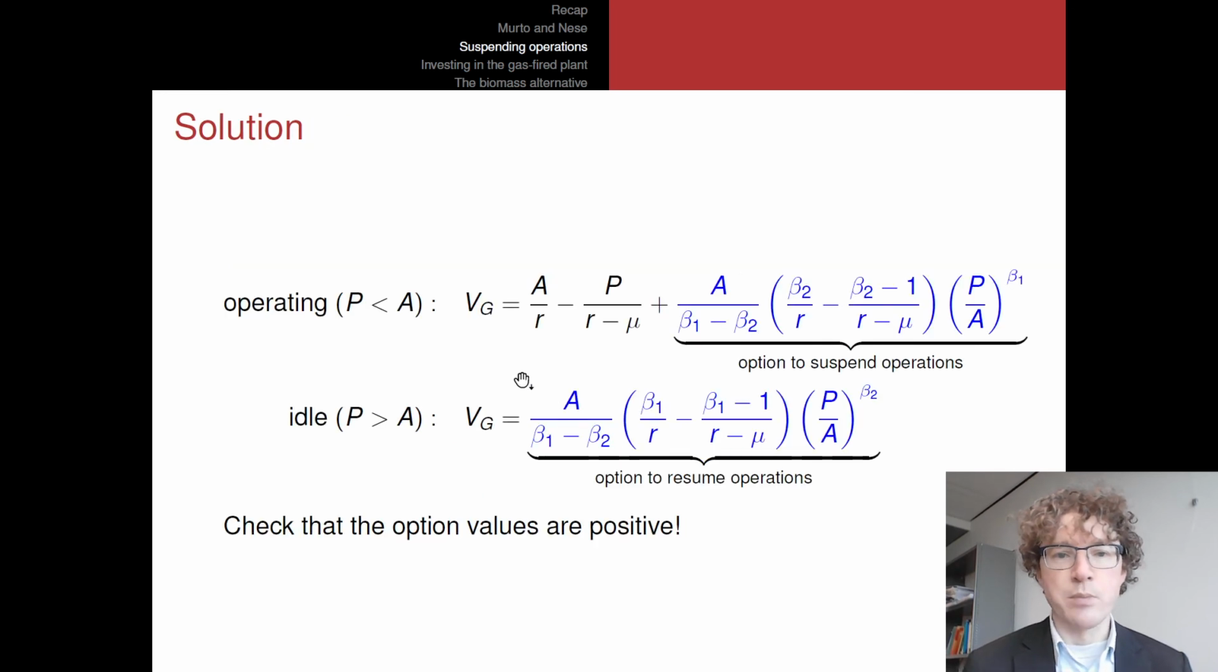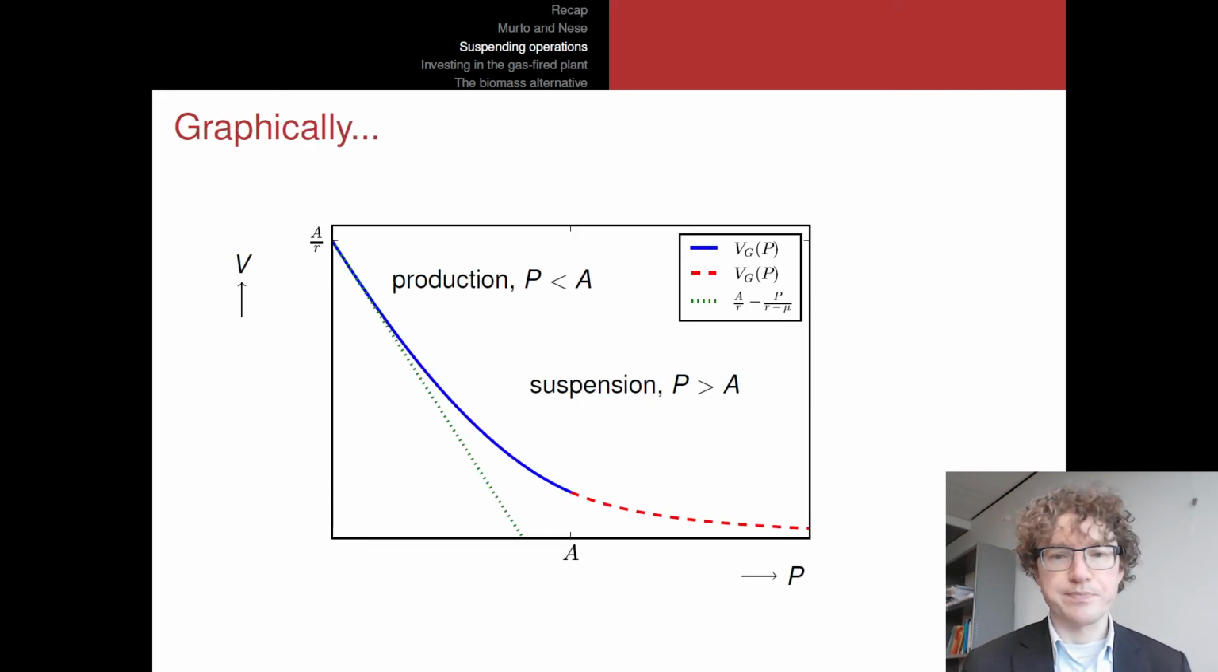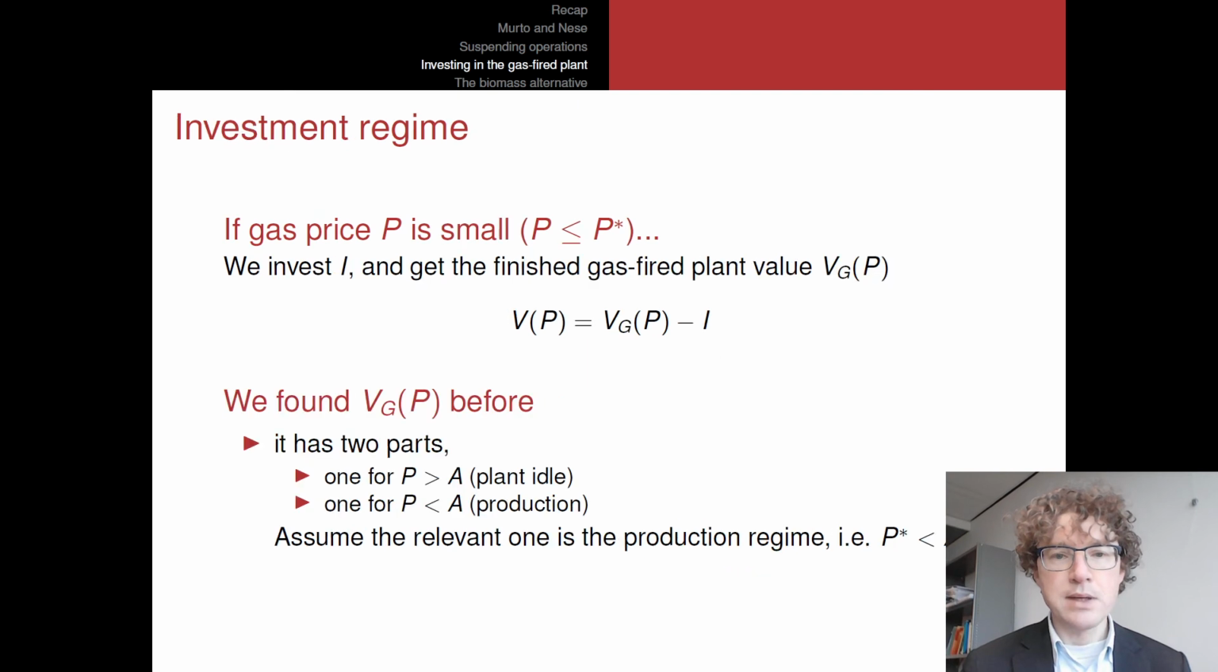So when operating, VG looks like this. It's the operating profits plus its option value of suspending operations if P rises again. Whereas if price is above the electricity price, we just had this option value of being able to switch on the plant again when price gets below A. So this is the value VG. It's defined in these two different regimes. So we have these two option values.